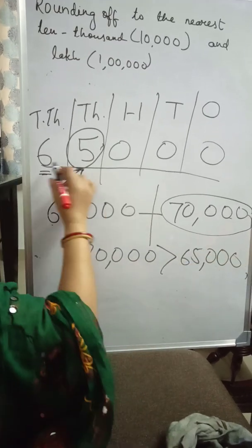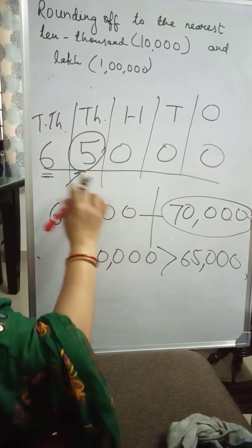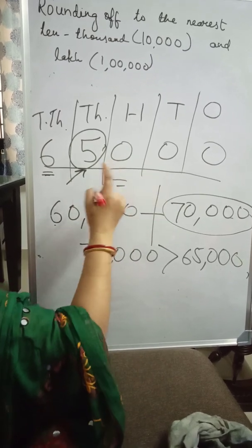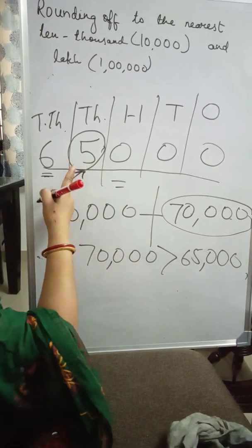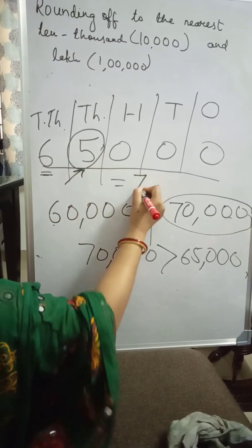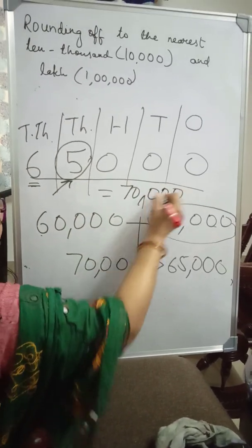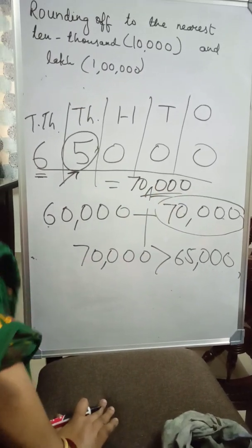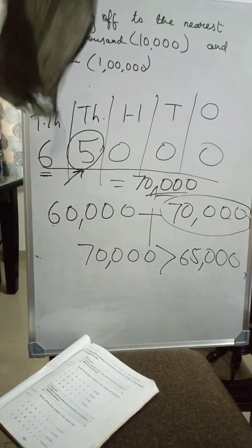So what will be the round off of 65,000? The rounding of 65,000 to the nearest 10,000 is 70,000. This is the answer. Now let us take another example.